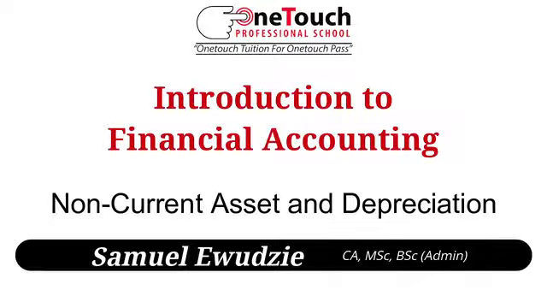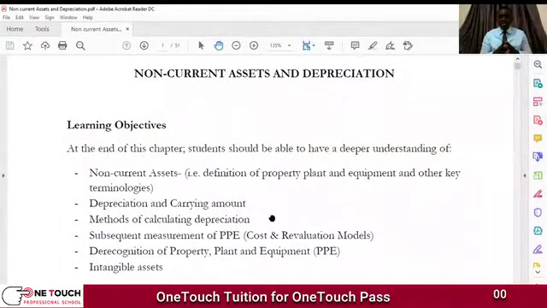Good. Now, at the end of this chapter, we are expected to have a deeper understanding of, one, non-current assets, that is, what is property, plant, and equipment, and other keywords and terminologies. We must familiarize ourselves with what is PPE or what is a non-current asset. Okay, great. The next thing is to talk about depreciation and carrying amount.